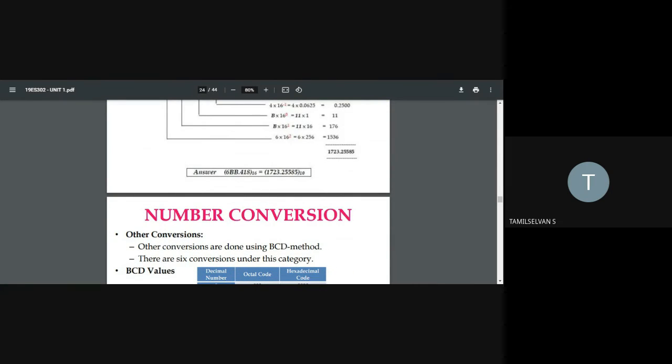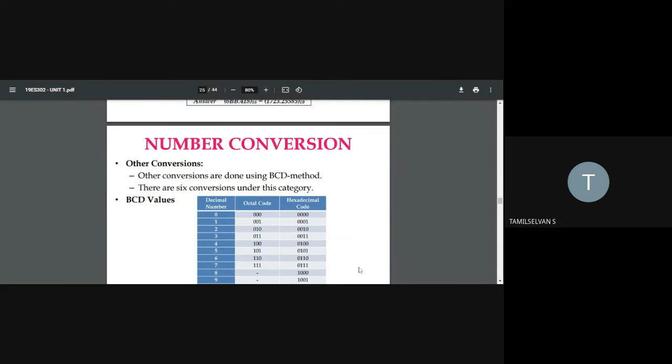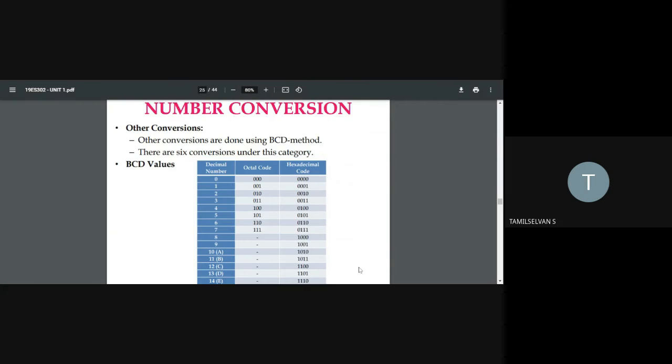So these are all the basic conversions available in number conversion. Other than the basic conversion, our next conversions are the other conversions to the BCD method. There are 6 types of conversions available under this BCD method. So please note down the BCD values.